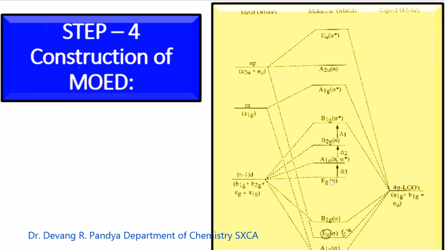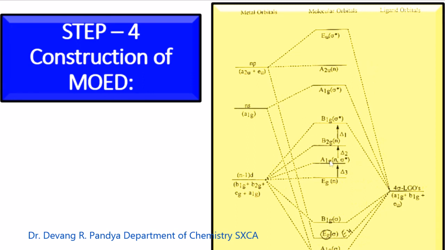While here EG, that is DXZ and YZ, have zero interaction because the ligands approach on the axial side, not the planar side. So they are purely non-bonding molecular orbitals, and their energy is quite similar to the energy of the atomic orbital of the central metal ion, that is 3D. So their energy is completely similar. It is non-bonding. A1G is a little bit anti-bonding as well as non-bonding in character.